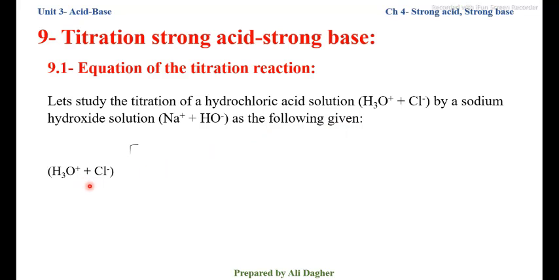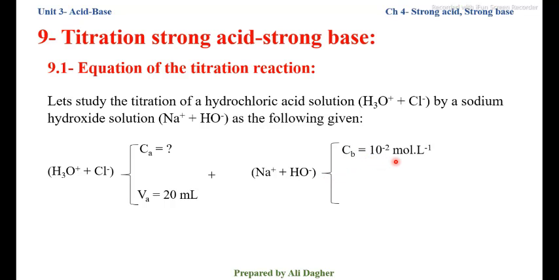Hydrochloric acid solution of unknown concentration Ca. We take a volume Va equal to 1 milliliter. We titrate the solution by sodium hydroxide solution of known concentration Cb equal to 10^-2 mole per liter. The volume of base added at equivalence is determined during the titration.